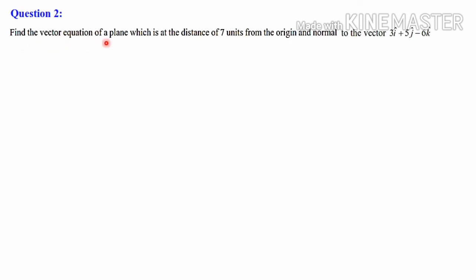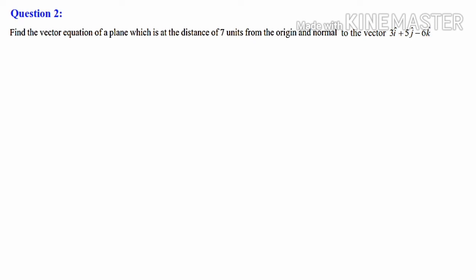Move on to question number 2. The question is, find the vector equation of a plane which is at a distance of 7 units from the origin and normal to the vector 3i cap plus 5j cap minus 6k cap. Go through the question and identify the given conditions. Here distance is given to you, that is 7 units. Distance means d is given 7 units and a normal vector is given, that is 3i plus 5j minus 6k.